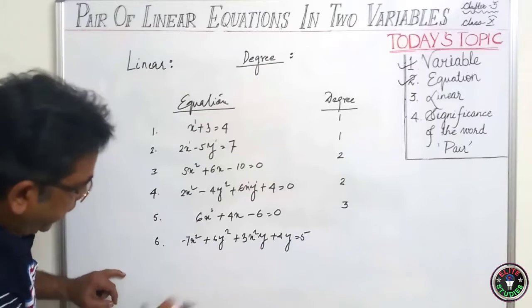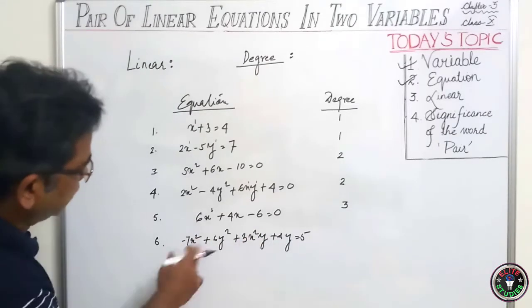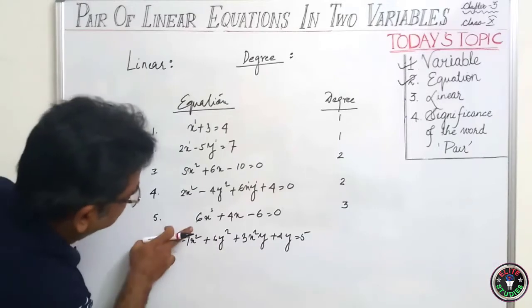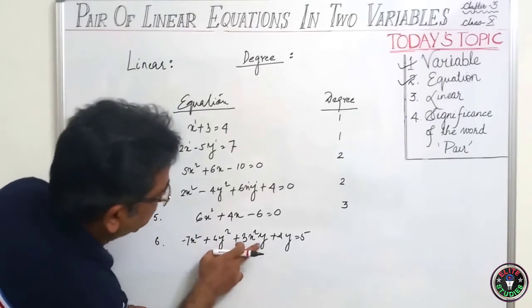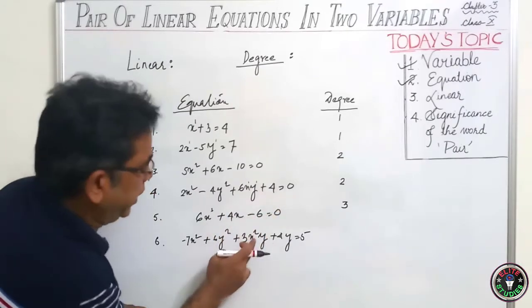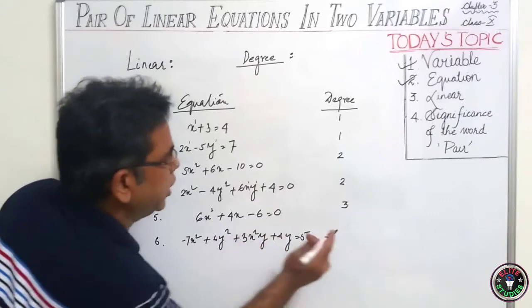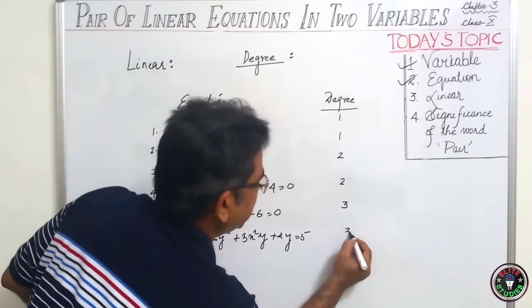Let us have this one. Again, this is an equation having two variables x and y. Here in this term, the power is 2. Here the power is 2. In this, the power is 2 plus 1, 3. Again, it is 1. So the highest power is 3. So its degree is 3.